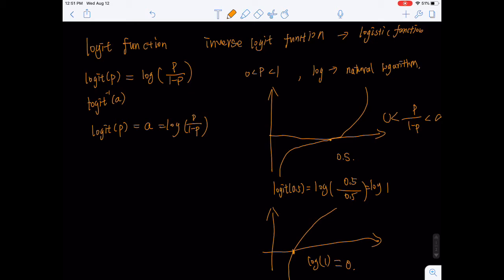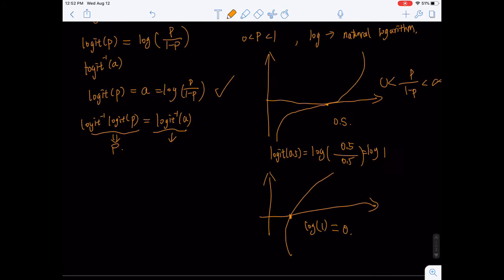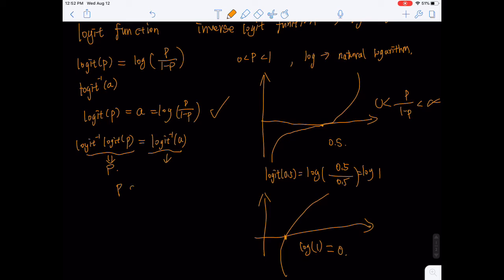And how do we know the relationship between a and p? Well, if we take inverse Logit on both sides of this equation, then we will get inverse Logit of Logit p equal to inverse Logit of a, which is the function we were looking for. And the left-hand side is equal to p. We're seeking a relationship between p and a.